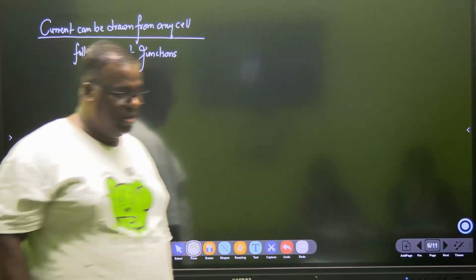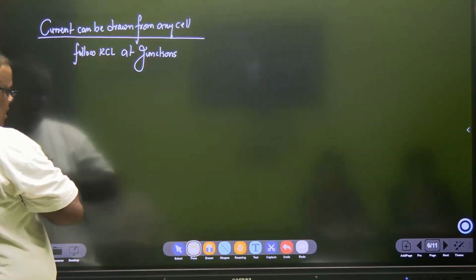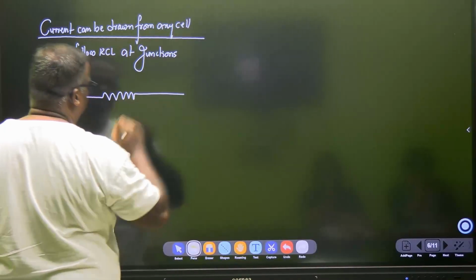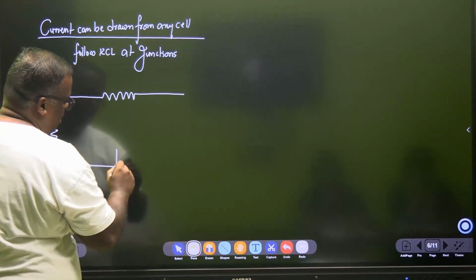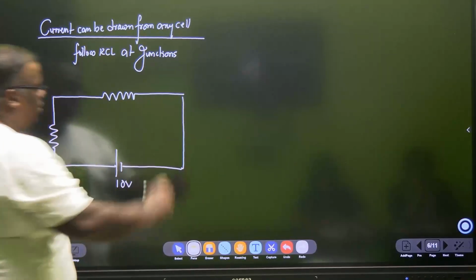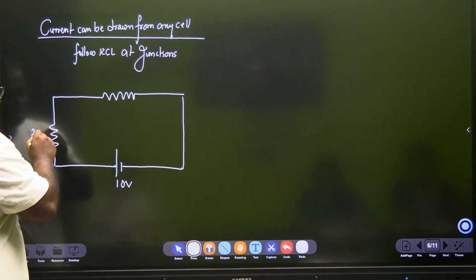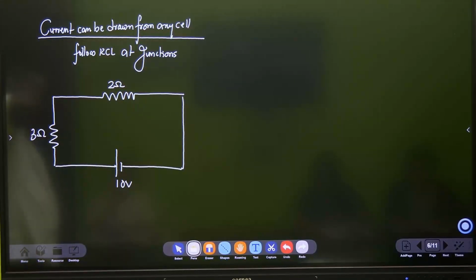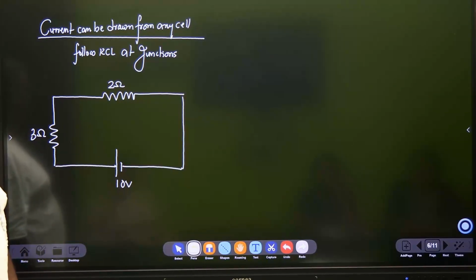Okay. So let's say we have a simple circuit like this, very simple circuit. I am shown that this is 10 volts, and let's say this is 3 ohm and this is 2 ohm. They're asking us, see how much we can actually confuse you: find the current through each of the resistors.